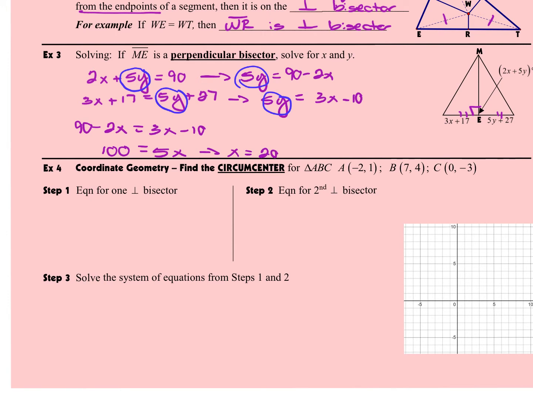So now I have x equals 20, and I can just substitute that into any of my equations that I want. I'm going to choose to say 5y is equal to 90 minus 2 times 20, so 90 minus 40, so 5y equals 50, or y equals 10. So we've got x equals 20 and y equals 10. You're going to see those types of problems, and you just need to remember that you have two congruent segments with a perpendicular bisector and you have a right angle.